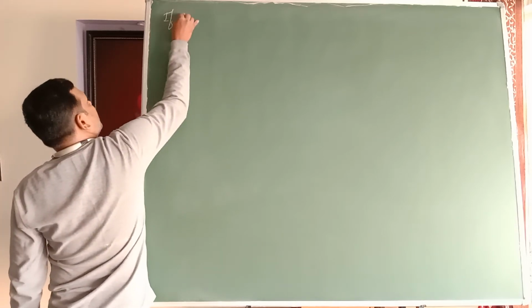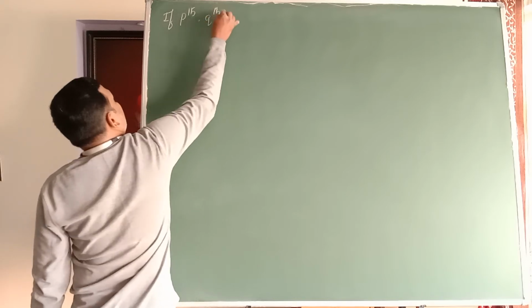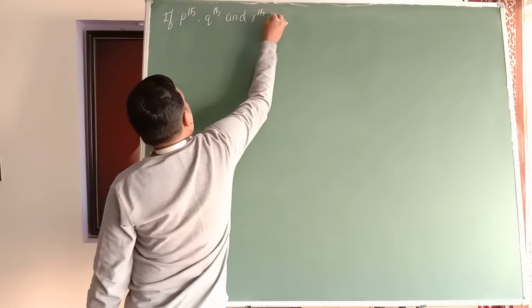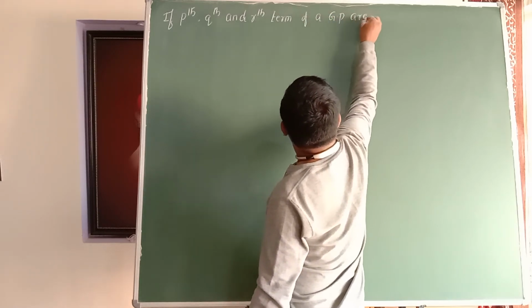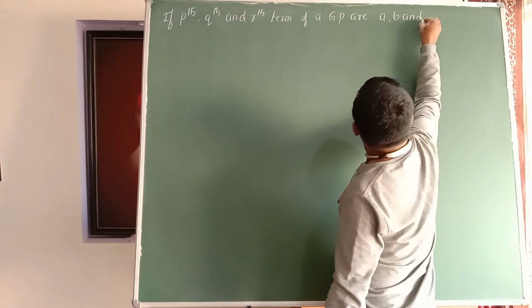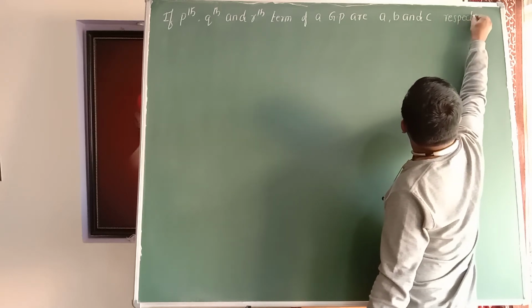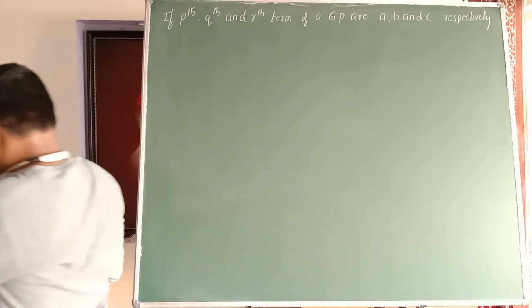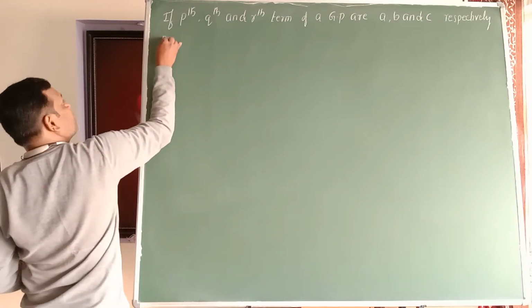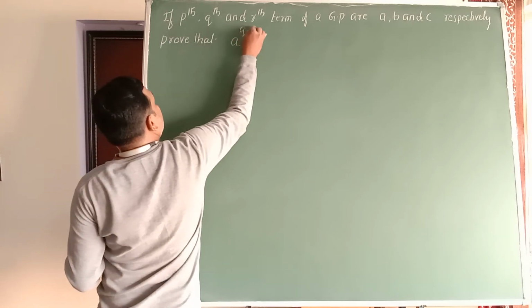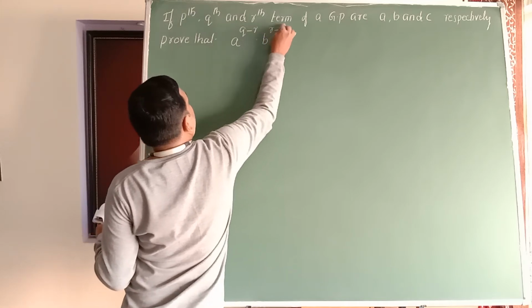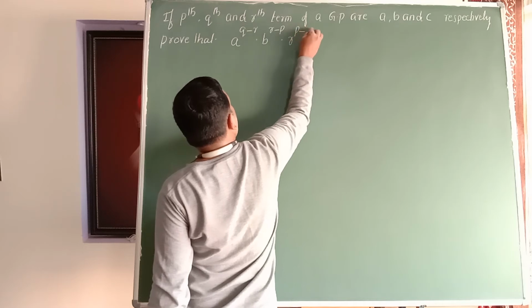Okay, the question is what? Very simple. If the pth, qth and rth terms of a GP are a, b and c respectively, then show that, prove that a power (q minus r) into b power (r minus p) into c power (p minus q) is equal to 1.